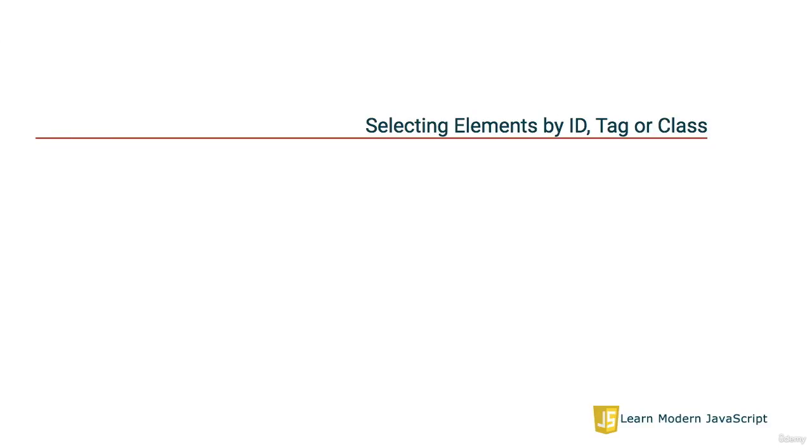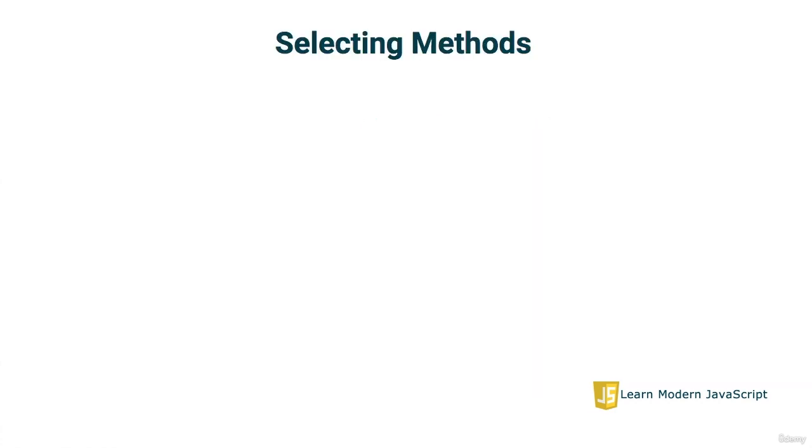In this movie, we're going to look at how to select elements from the DOM using the ID, the tag, or the CSS class name. Now, there are 3 different methods which we can do this with. So let's take a look at those first.